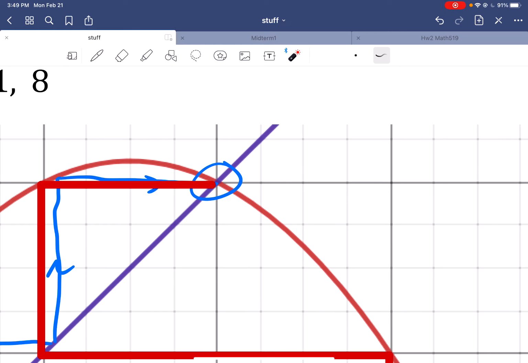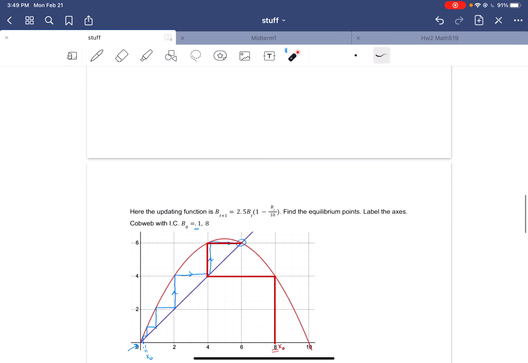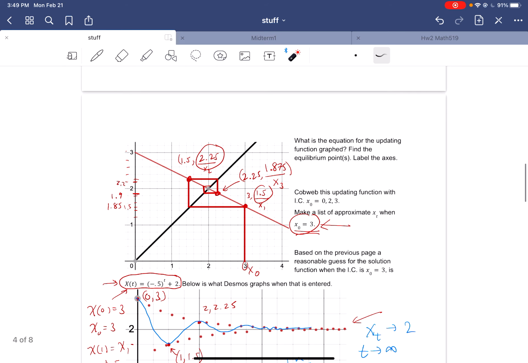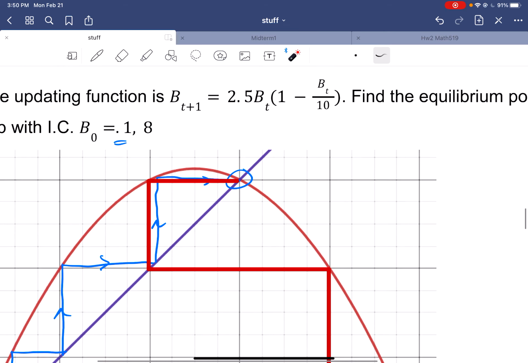And that has to do with the fact that if I zoom in a lot, this intersection has a negative slope. What do I mean? My updating function has a negative slope when it intersects my equilibrium line. And that's what happened up here. My updating function had a negative slope. My equilibrium line is always y equals x. And we had oscillating behavior. So locally here, if I zoom in a bunch, if I cobweb with something close to, I think this was 6, then we'll get something like that. But that doesn't really matter. That's not what I want to talk about.